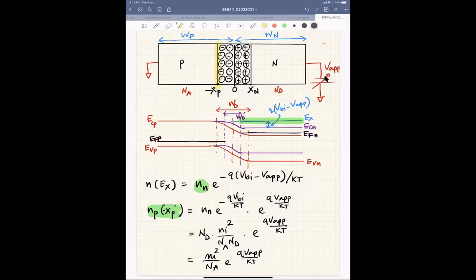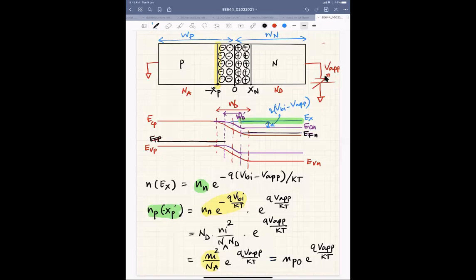And if you do some math, or if you look at this equation here, this is nothing but the equilibrium concentration of electrons in the P side, right? So this is Ni square by NA. So I could write this as the equilibrium concentration of electrons in the P side times e to the QVR by KT, right?